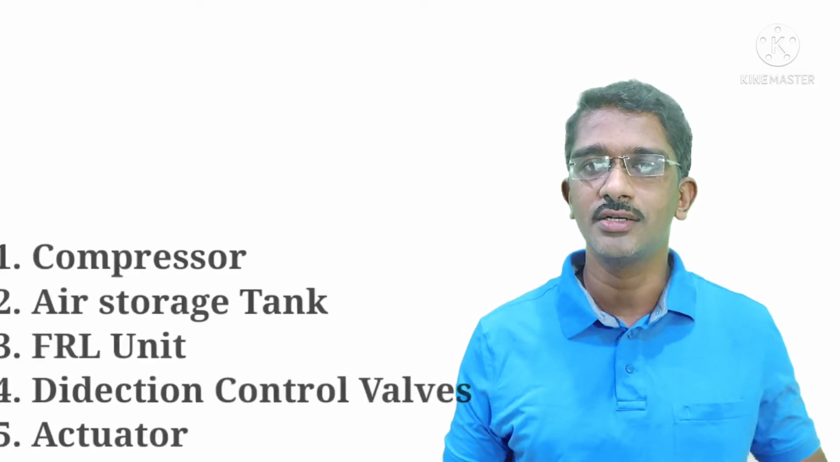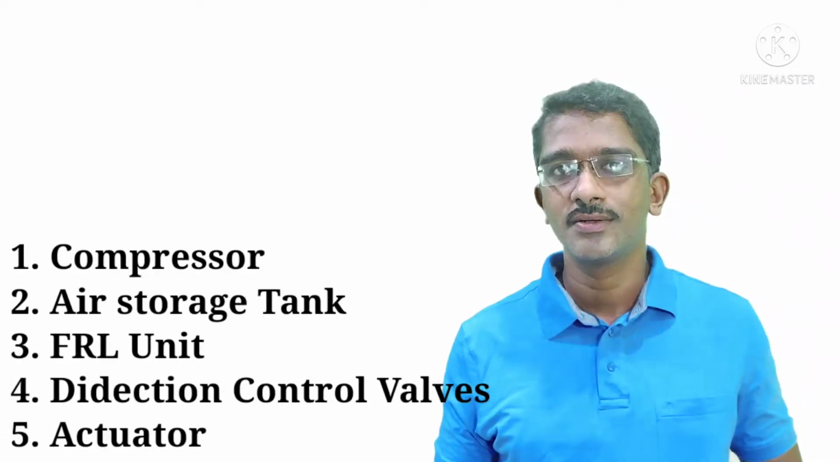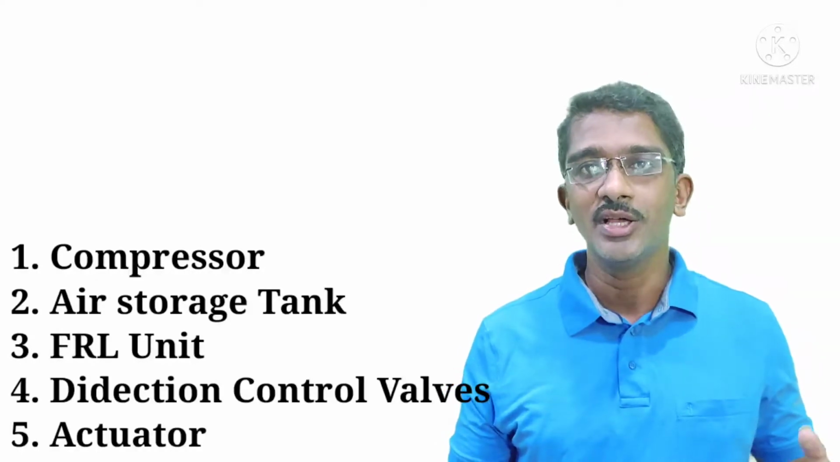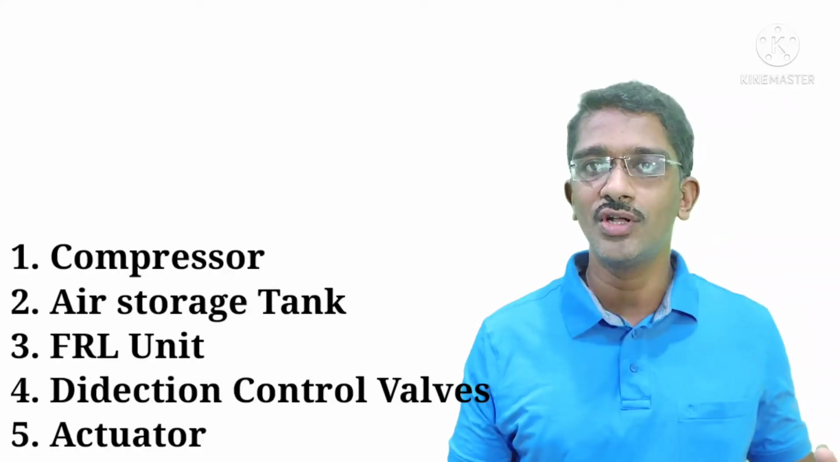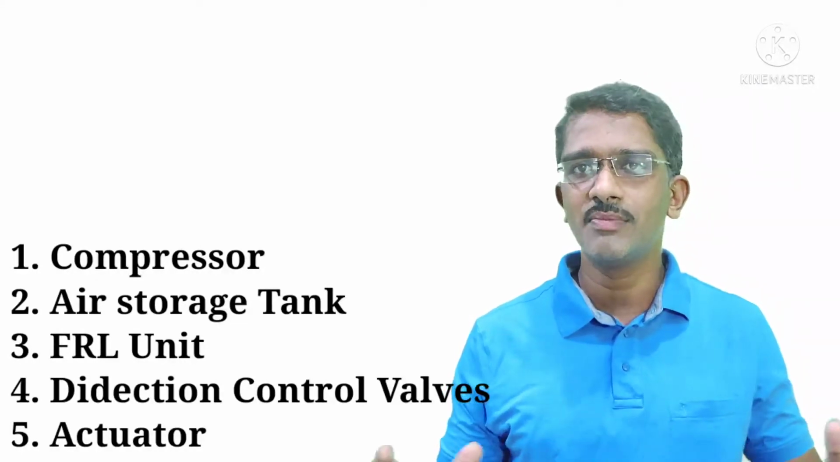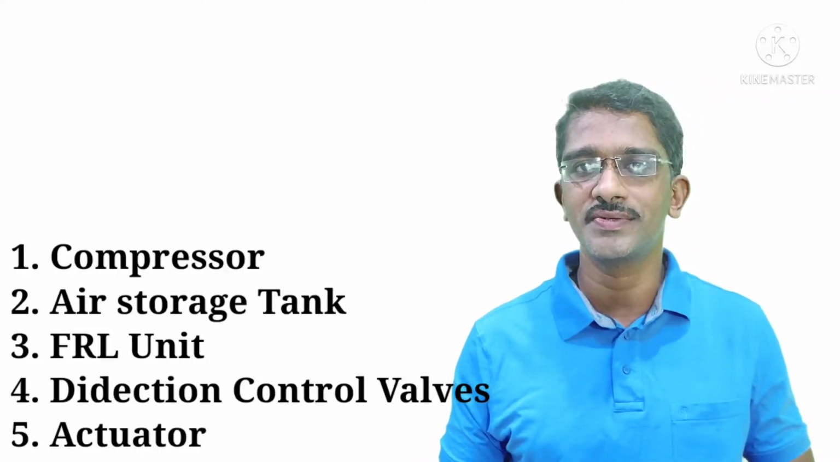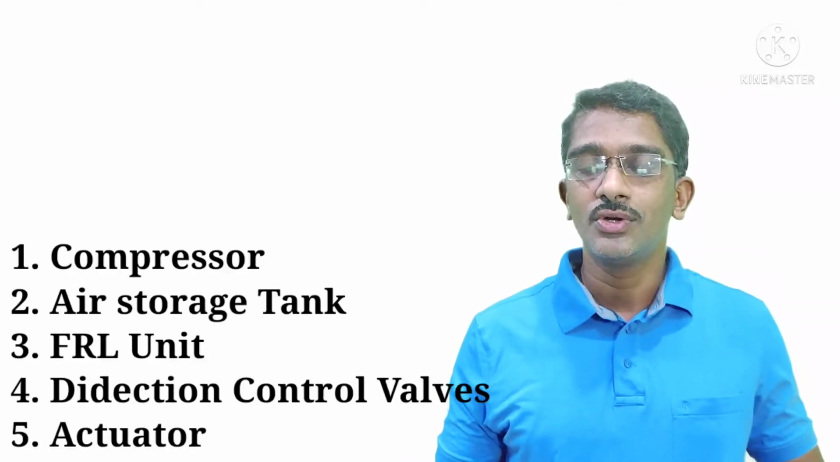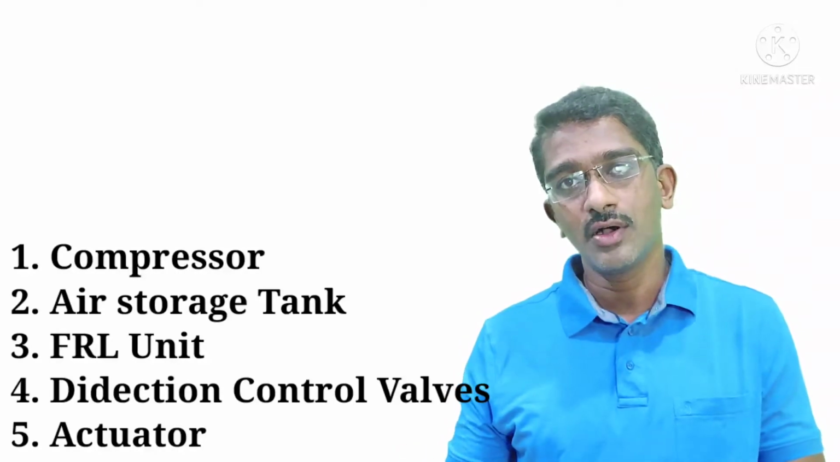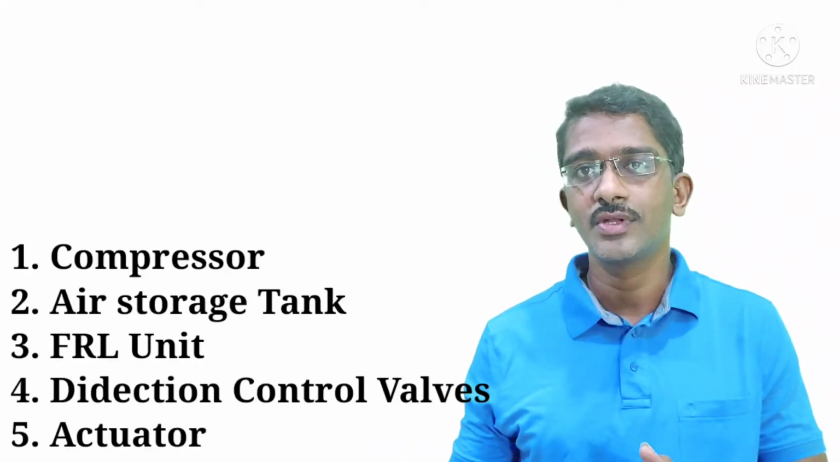Today's topic is all about pneumatic circuits. As we know, the basic components of pneumatic circuits are the compressor, air storage tank, FRL unit, direction control valve and actuator. These are the basic components of pneumatic circuits, right? So we'll see all the pneumatic circuits one by one.